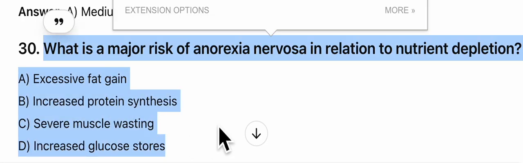What is a major risk of anorexia nervosa in relation to nutrient depletion? A. Excessive fat gain. B. Increased protein synthesis. C. Severe muscle wasting. D. Increased glucose stores.